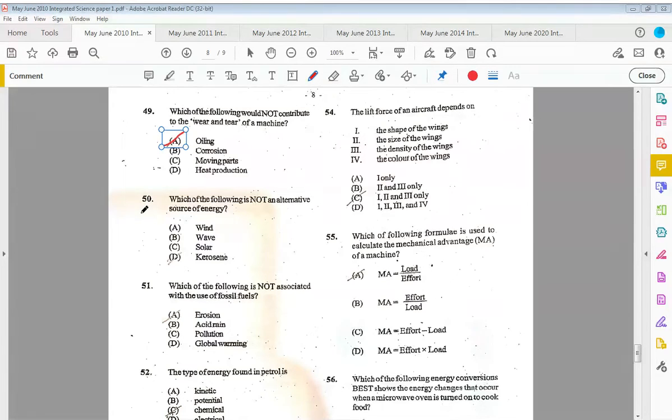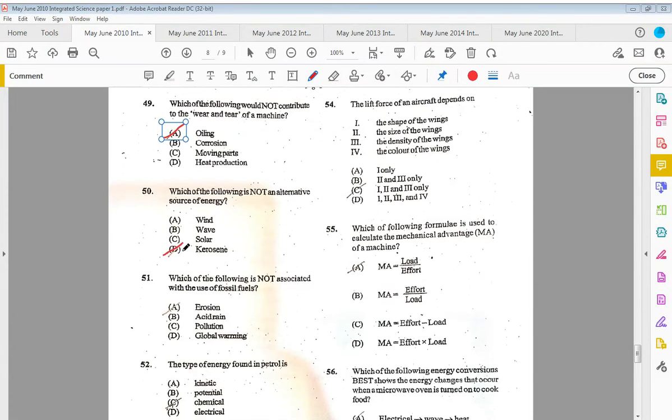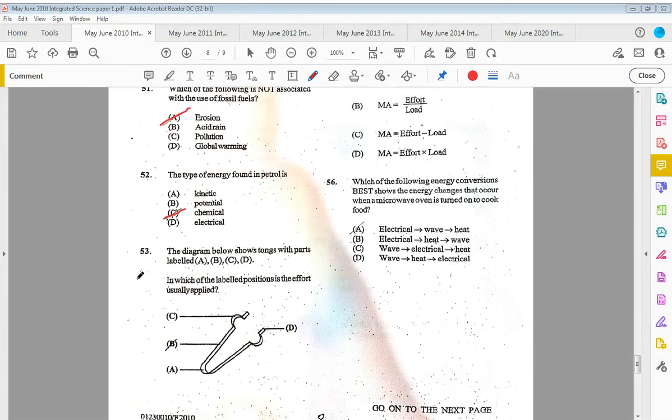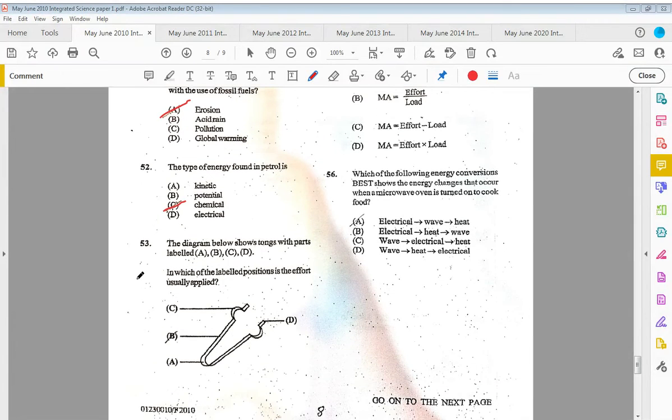50. Which of the following is not an alternative source of energy? The answer would be D, kerosene. 51. Which of the following is not associated with the use of fossil fuels? A, erosion. 52. The type of energy found in petrol is C, chemical energy. 53. The diagram below shows tongs with parts labeled A, B, C, and D.